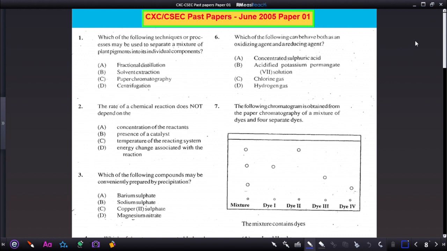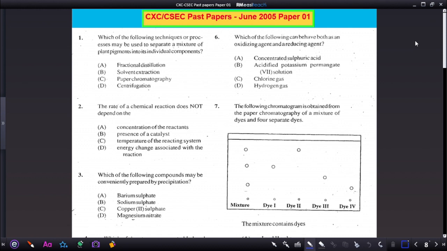Let us begin. Which of the following techniques or processes may be used to separate a mixture of plant pigments into its individual components? A. Fractional distillation. Fractional distillation is used to separate miscible liquids, right? For example, methanol and water, they use the different boiling points to separate them.